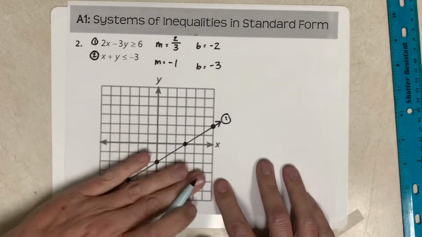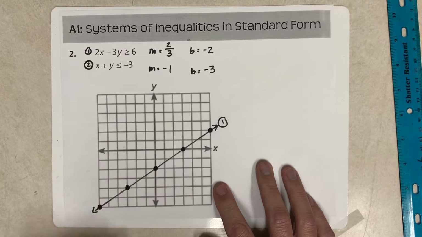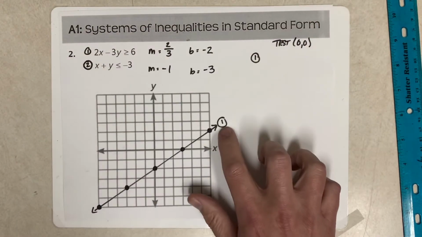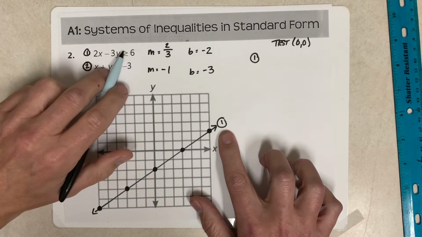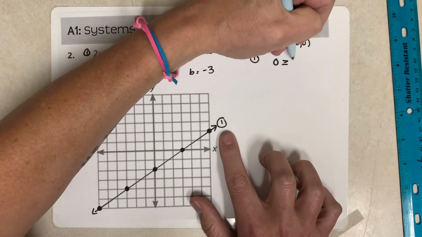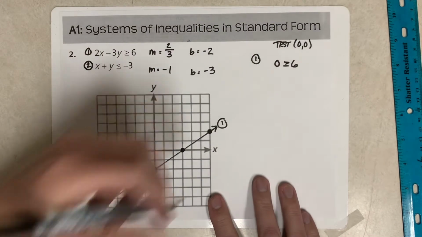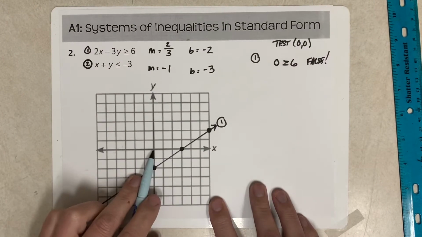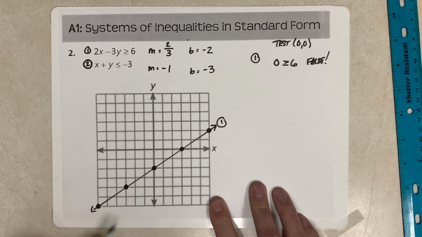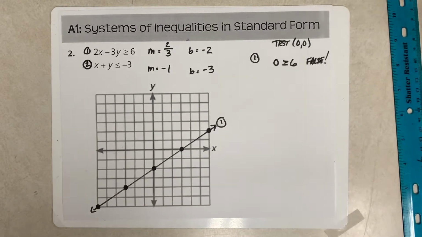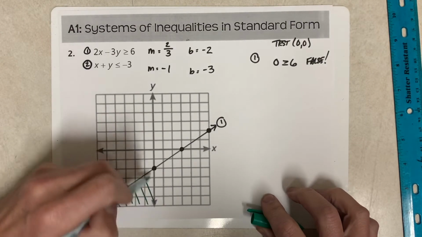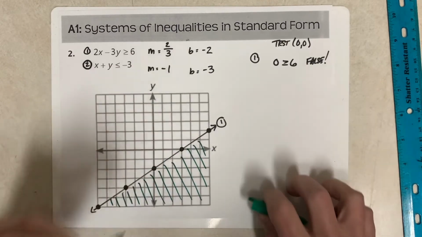Now, do we shade above or below? Well, it doesn't go through the origin, so we're going to use the origin to find out. So for number 1, we're going to test 0, 0, and see what happens. So for the first one, is 0 greater than or equal to 6? That's a false statement. That is false. Since that is false, we are not going to shade the side with the origin. We're going to shade the other side, which is going to be this side. And so this time, let's use green. And we're going to shade this side of that boundary line. All right.